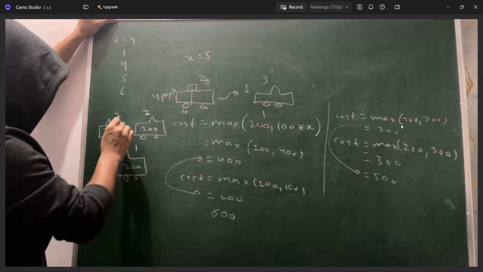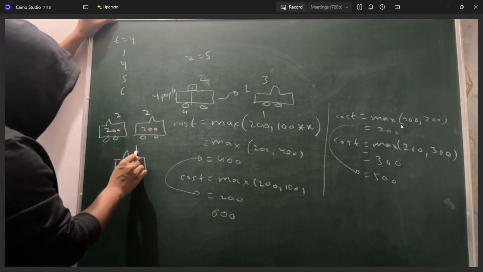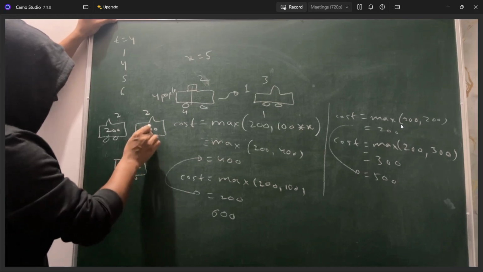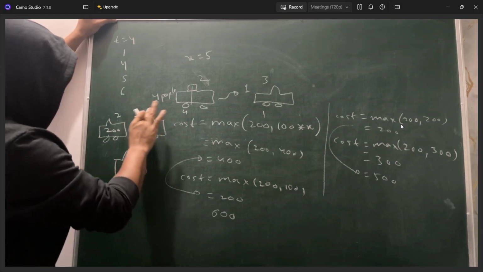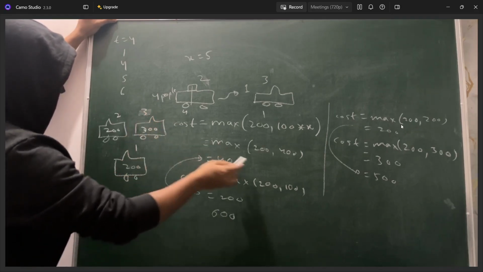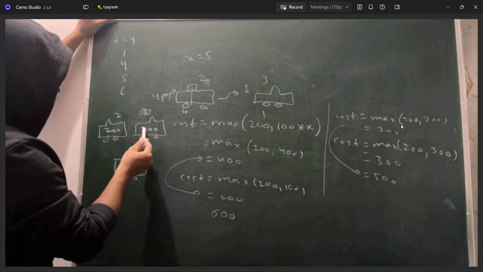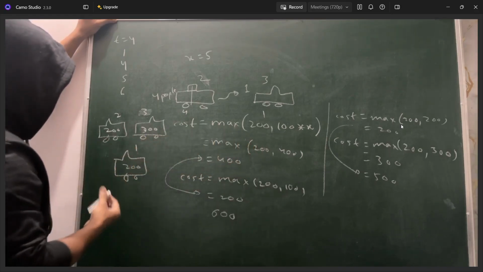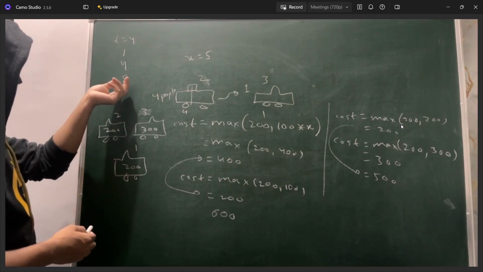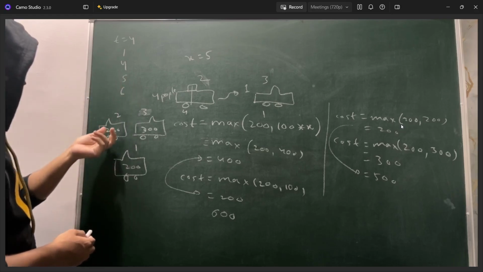So you try to make two people sit. Whenever you get 1 remaining person, try to put that 1 person in a separate car. So here we will be having 3, so its cost will be 300, because it is 200, 300, so max of that is 300. So in case of this, when you have 5 people, you can make 2 and 3.